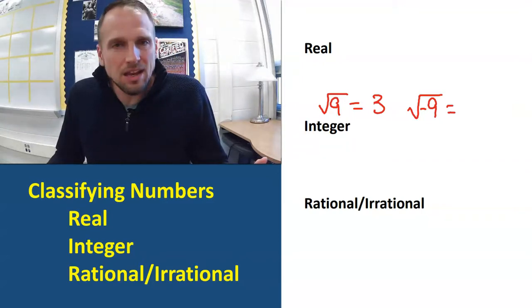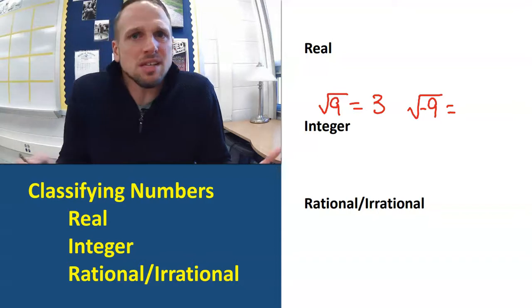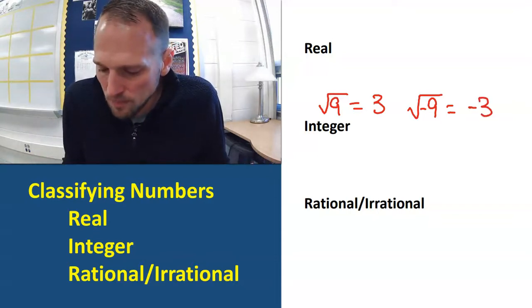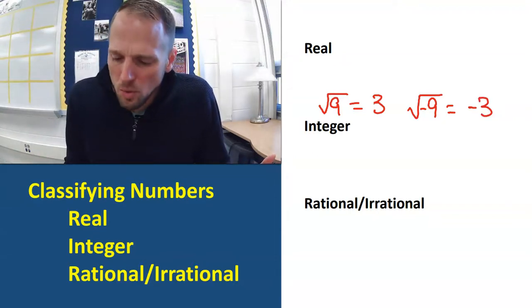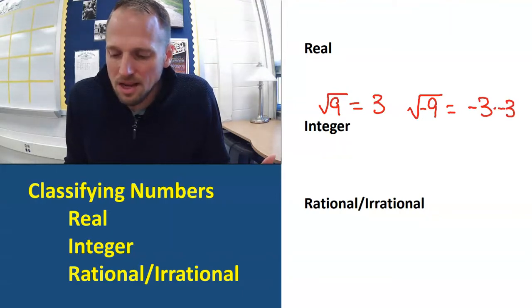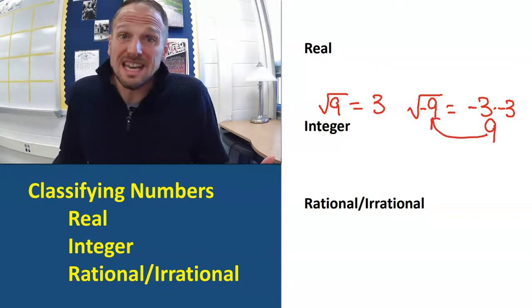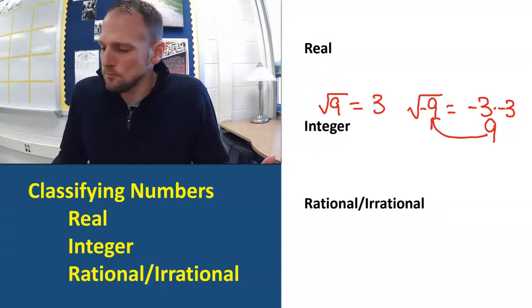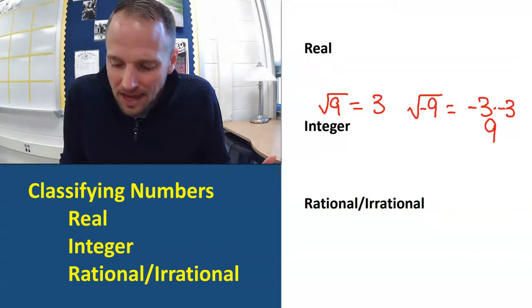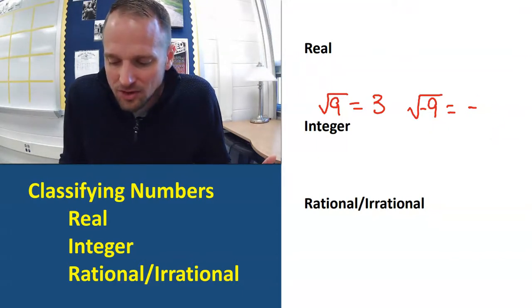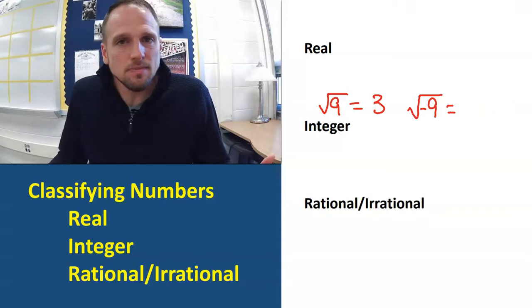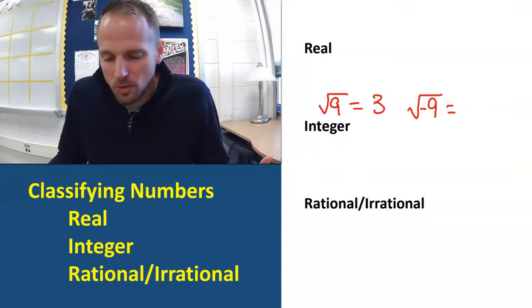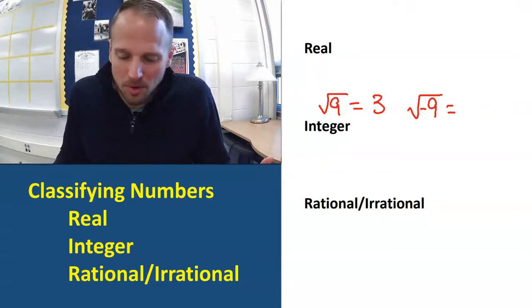Square root of negative 9, you might say it's negative 3, but I've got a question. What's negative 3 times negative 3? A negative times a negative is going to be a positive, which is not that. So we've got a problem. The square root of negative 9 actually doesn't exist. You can't take the square root of a negative number.